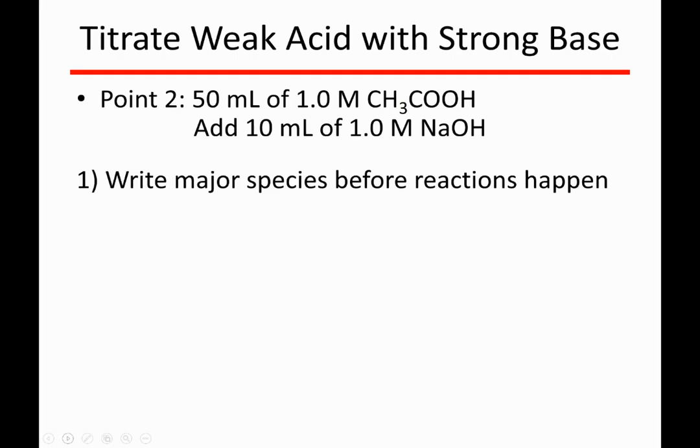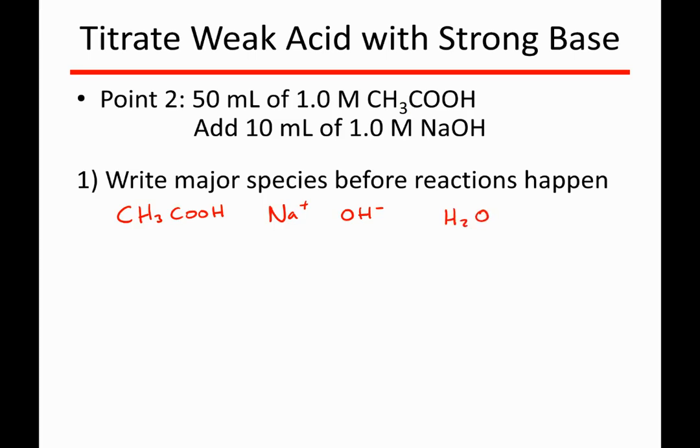We start, as always, by writing the list of major species that you have in this solution before any acid-base reactions happen. That helps you to keep focused on what's going on and how we're going to proceed in solving this problem. All right, so what we have here is acetic acid. That's a weak acid, so you have to keep it together. We've added sodium hydroxide to it now, and sodium hydroxide is a strong base, so you have to break it up: Na plus and hydroxide, and water is always present in any aqueous solution.